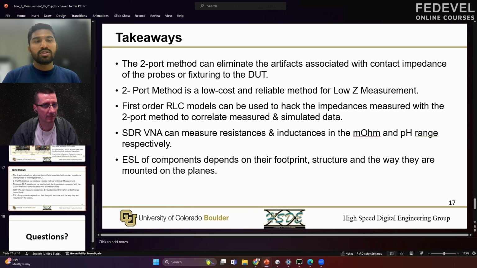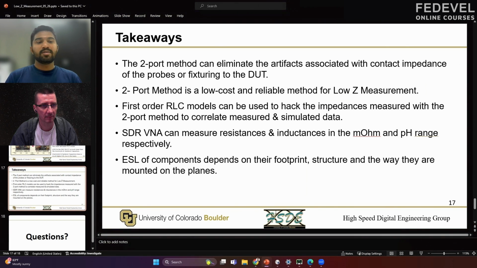Then we used simple RLC first-order models to simulate or fit the measured data to understand the RLC characteristics or values of these real components. And we got a really good measurement and simulation correlation using the first-order models. We also, being a low-cost VNA, found out the limitation on how low on the impedance profile we can measure using this SDR VNA.